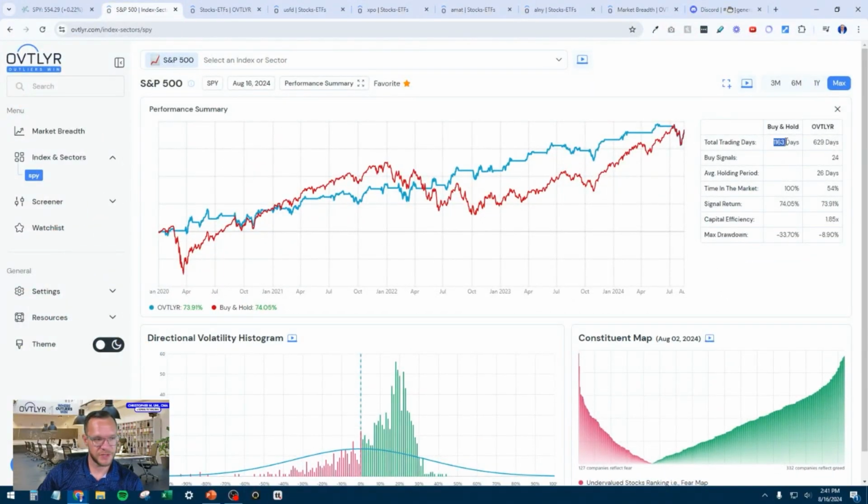1,163 days of buy and hold data, and you're only in the market 629 days following these buy and sell signals. Yet you're getting somewhat similar returns. And so that is why the capital efficiency is 2.0, or near 2.0, 1.85, because you're in the market for basically half the time and you're getting practically the same results, which is huge, right?